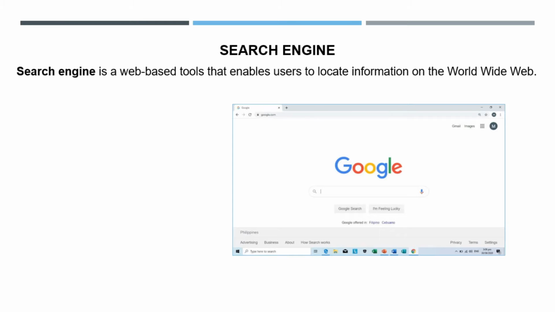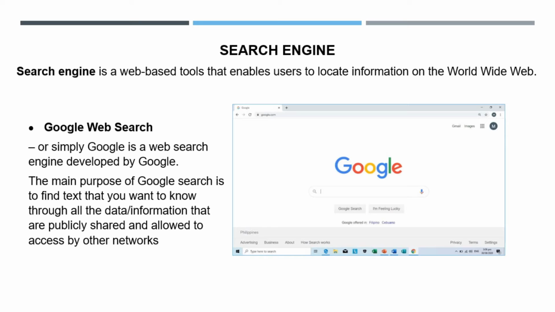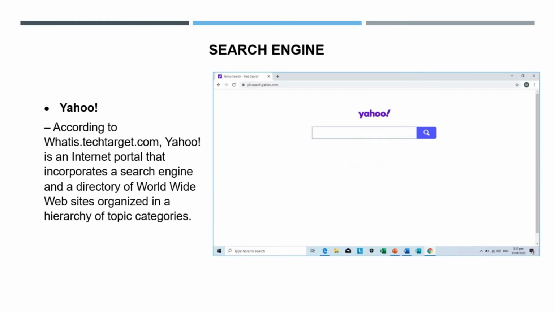Search engine. Search engine is a web-based tool that enables users to locate information on the World Wide Web. Examples are, number 1, we have Google Web Search, or simply Google, is a web search engine developed by Google. The main purpose of Google Search is to find text that you want to know through all the data or information that are publicly shared and allowed to access by other networks.